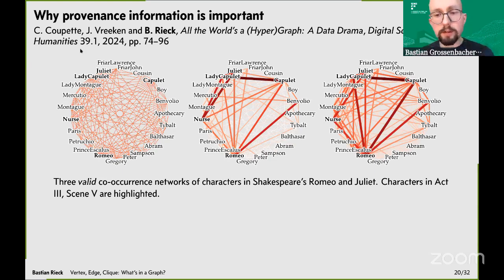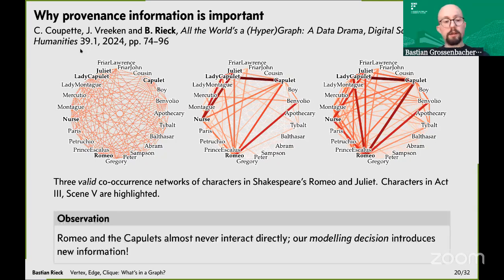Not going into the details of how these have been created, but I just want to show that these are the same characters, the same play, but three different ways of representing them. In fact, we found even more than three ways of representing them. There's a bunch of additional classification and generation strategies that lead to completely different data. And these are all valid co-occurrence networks in that sense. I highlighted some characters that occur in Act 3, Scene 5 of the play. So that would be Juliet, the love interest of Romeo, then the nurse, Capulet, and Lady Capulet.